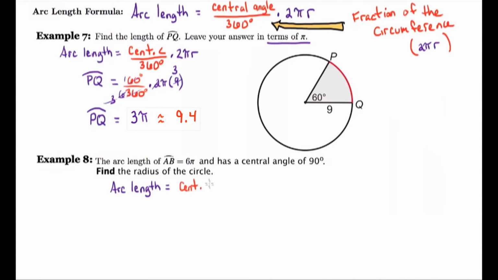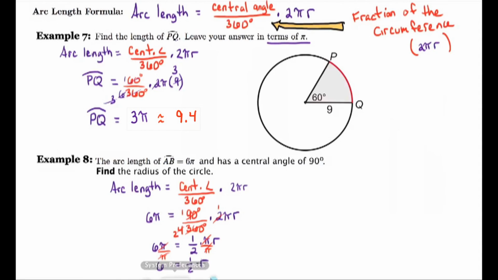In example 8, we're looking for the radius if we're given the arc length and the central angle of 90 degrees. So I use the same formula, and this time I'm solving for r, so when I divide pi to both sides, pi's cancel, and I end up getting 12 for my radius.